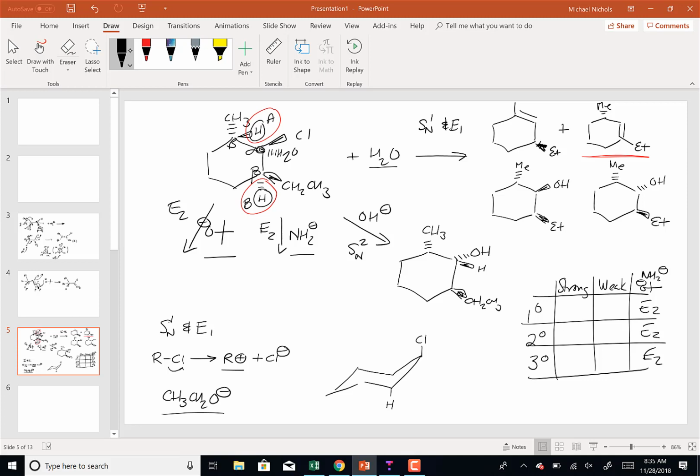It's this one. It's going to be that one. It's going to be the one that I wrote over here in red. So that's going to be the same product for both reactions with the double bond down.